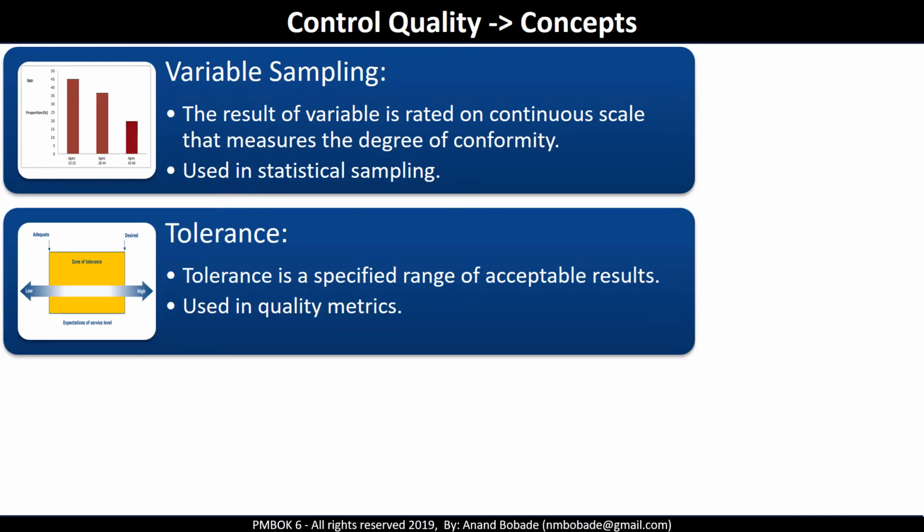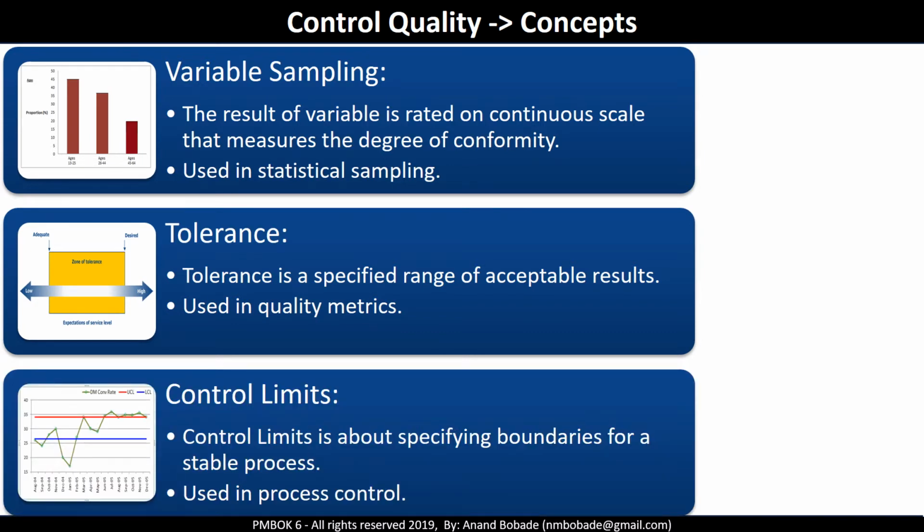Tolerance. Tolerance is a specified range of acceptable results. It is used in quality metrics. For example, the performance metric of each transaction in a software system is agreed between say 1 to 5 seconds. So while testing, any transaction that falls within this range is passed and the rest are failed. So there is a set tolerance limit inside quality planning or the quality management plan. Control limit. Control limit is about specifying boundaries for a stable process. This is used in process control and control charts.